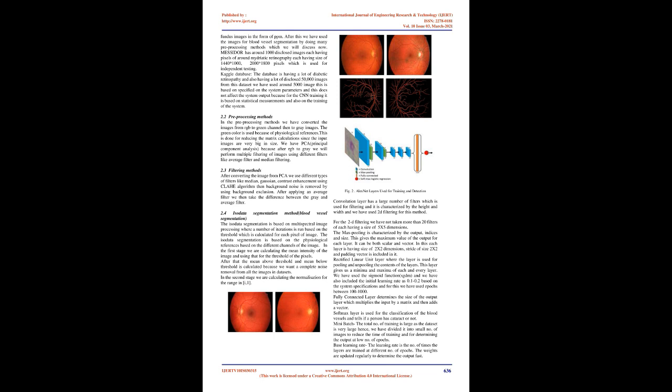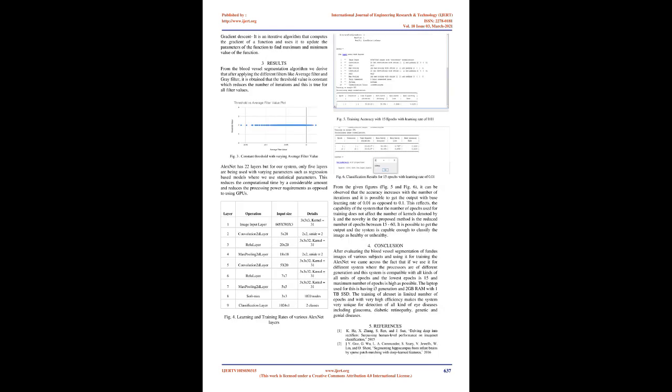Pre-processing methods. In the pre-processing methods we have converted the images from RGB to green channel then to gray images. The green color is used because of physiological references. This is done for reducing the matrix calculations since the input images are very big in size. We have used PCA, Principal Component Analysis, because after RGB to gray we will perform multiple filtering of images using different filters like average filter and median filtering. Filtering methods. After converting the image using PCA we use different types of filters like median, Gaussian, contrast enhancement using the CLAHE algorithm.